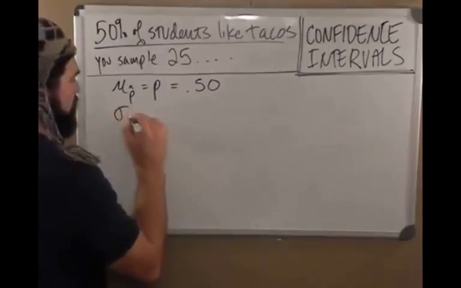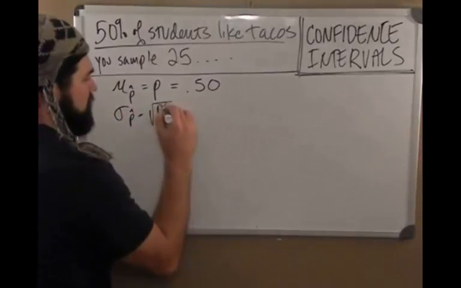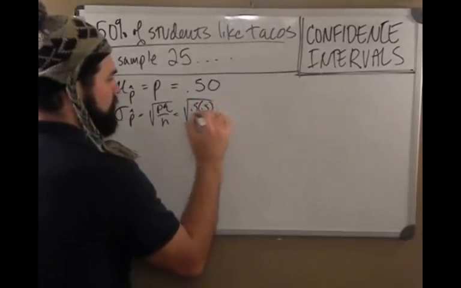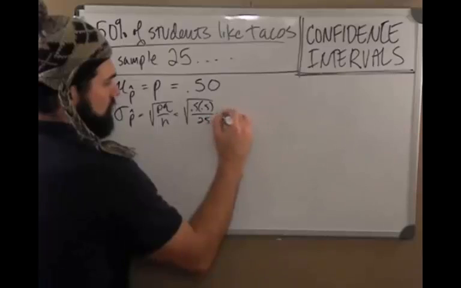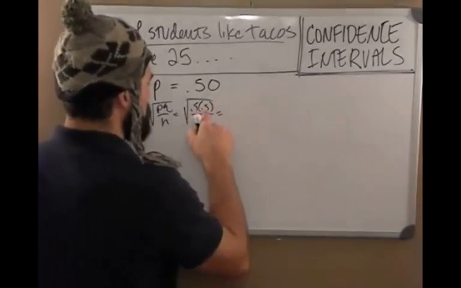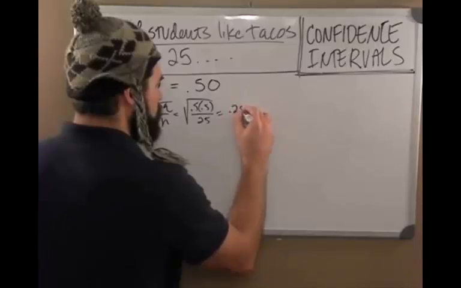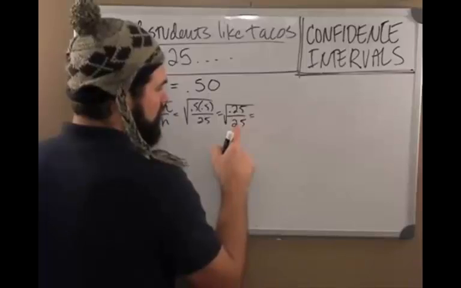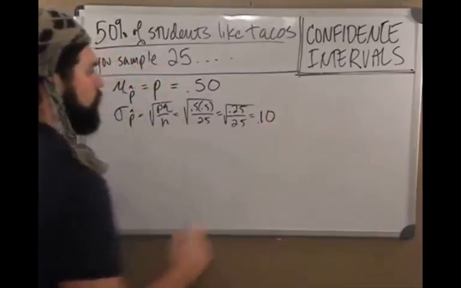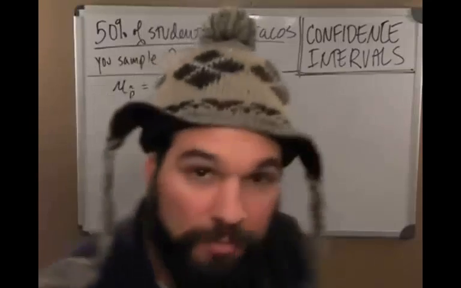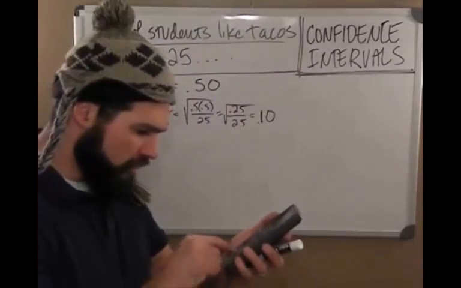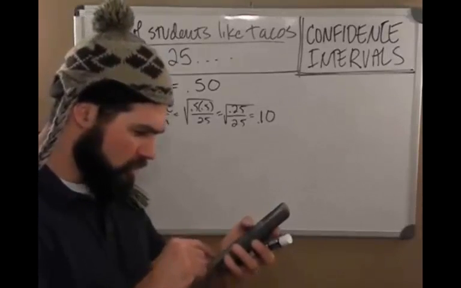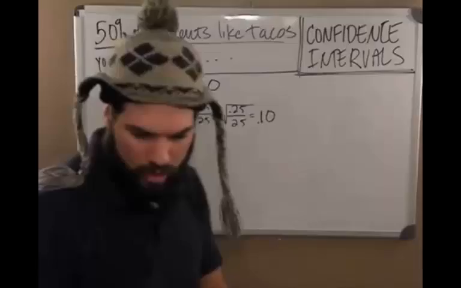The standard deviation is going to be the square root of pq over n, which is the square root of 0.5 times 0.5 over 25. That's the square root of 0.25 over 25. Let me double check I got that right. 0.25 divided by 25 is 0.01. The square root of 0.01 is 0.10, or 10%.